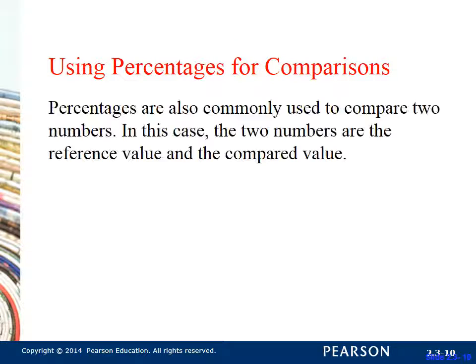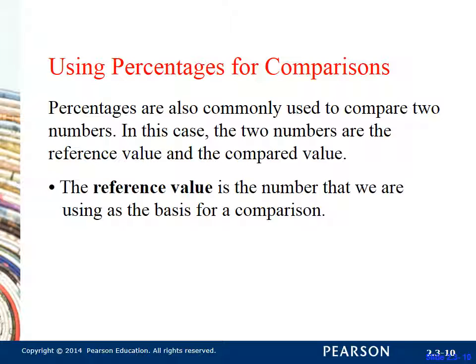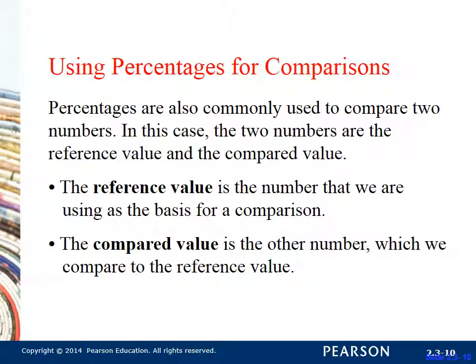All right, how can we use percentages for comparisons? These are commonly used to compare two numbers. In this case, the two numbers are the reference value and the compared value. In your notes, I put that in. The reference value is the one you're starting with, and the compared value is the new one that you are going to be finding. So reference value is the number we're using as the basis. In other words, we're starting with it. The compared value is the other one, the one we compared to the reference value.